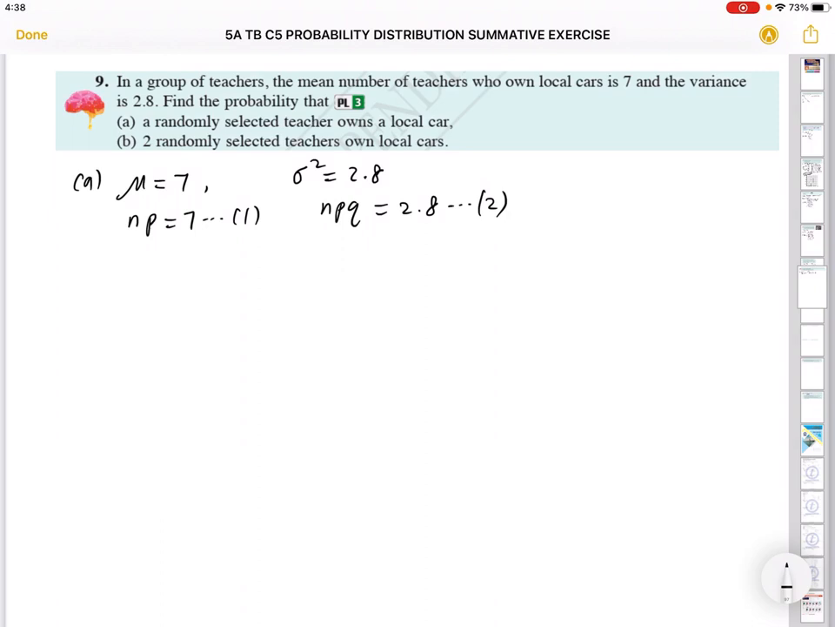Wait, let me see. Yeah, you don't have to find n. In this case, actually, the question is a bit weird because your n is not a whole number. I think this is a question where n is not a whole number. Anyway, let's just do this first.